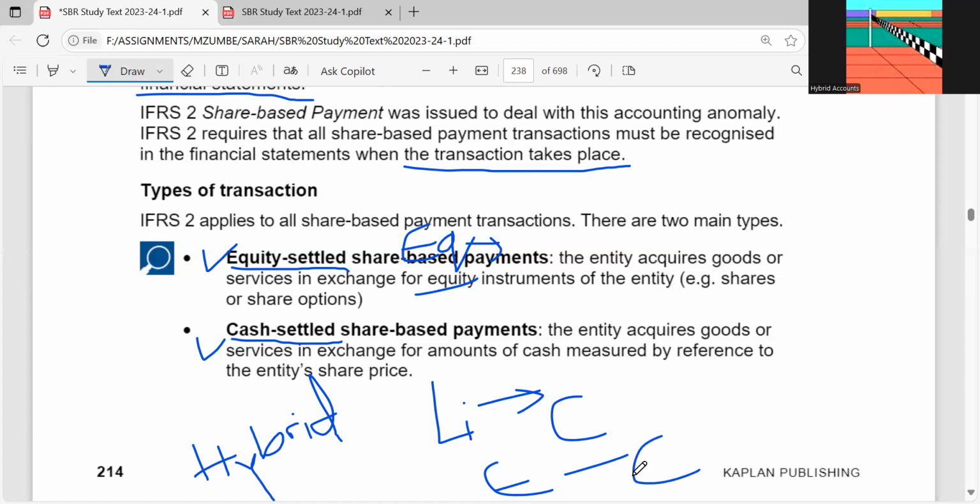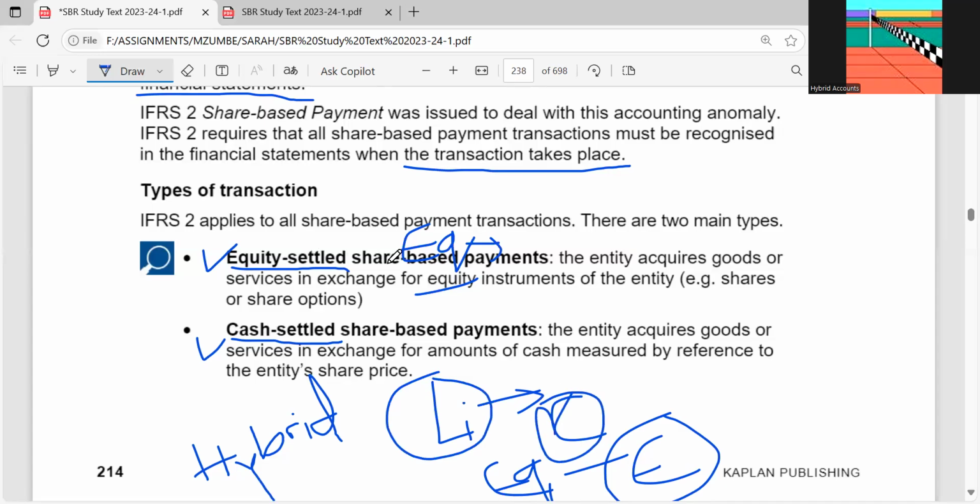For equity settled, you would have the equity, not a specific one, we just say other components of equity, and you would settle it with equity, like shares. And then you would have a liability, but you would settle it by way of cash. I hope you have got that now.